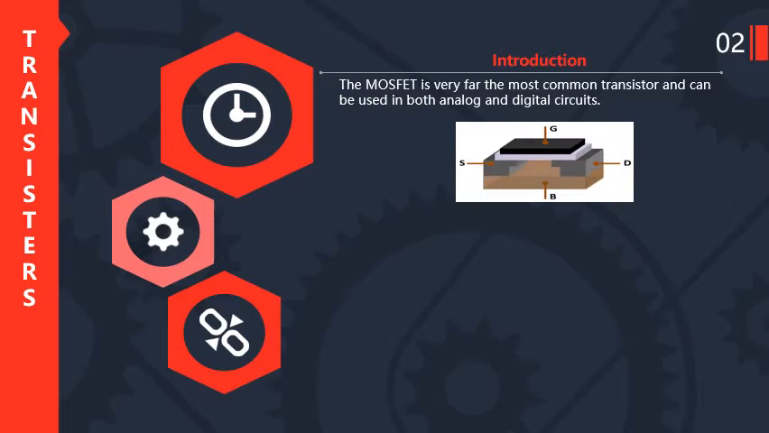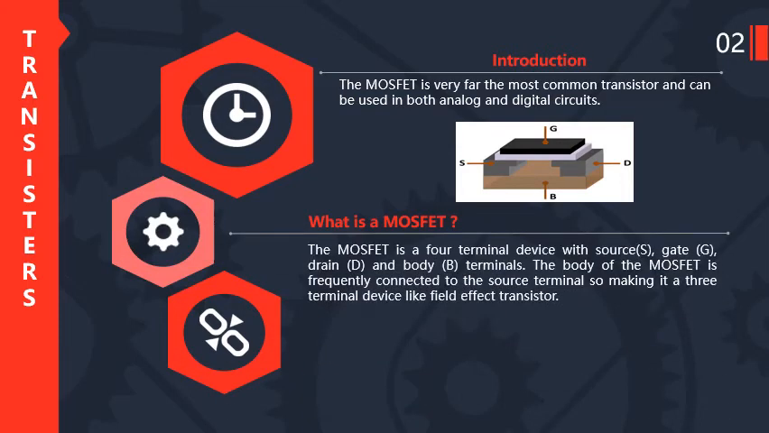This is the diagram of the MOSFET. You can see the terminals. There are 4 terminals. First one is the source, second one is the drain, third is the gate, and fourth one is called the body. So what is MOSFET? The MOSFET is a 4-terminal device. अभी हमने डिस्कस किया है 4 टर्मिनल होते हैं, सोर्स, गेट, ड्रेन और बॉडी, जिसमें बॉडी को हम बहुत फ्रिक्वेंटली सोर्स टर्मिनल से कनेक्ट करते हैं, इसलिए हम इसको बोलते हैं इट्स अ 3-टर्मिनल डिवाइस, जस्ट लाइक एज अ field effect transistor.